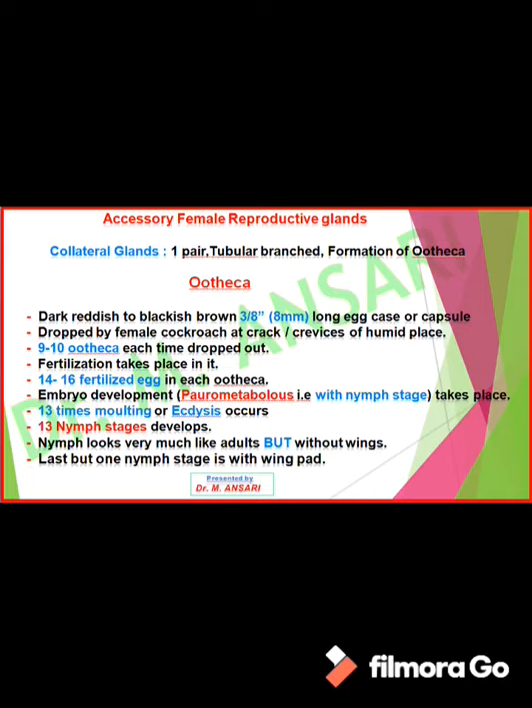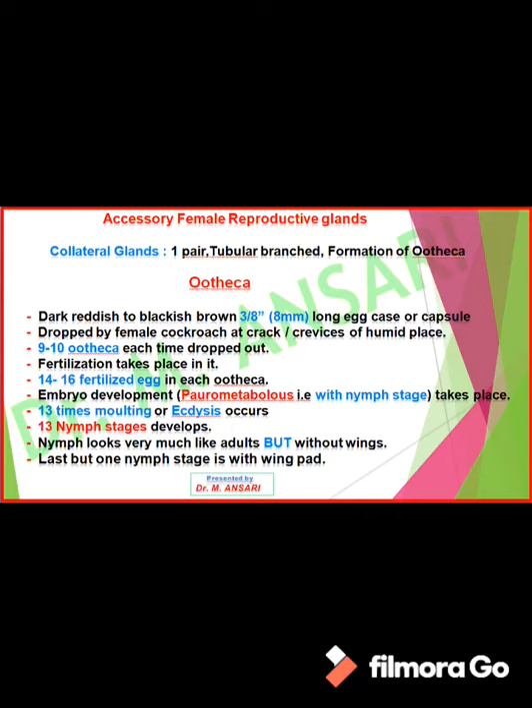The collateral gland is one pair, tubular, branched, and helps in the formation of the ootheca. So, the ootheca is formed by the collateral glands. The ootheca is dark reddish to blackish brown, 3 by 8 mm in size. It is the egg case or egg capsule. The ootheca is dropped by the female cockroach from its rear end at cracks and crevices of humid places. About 9 to 10 ootheca are dropped together each time.